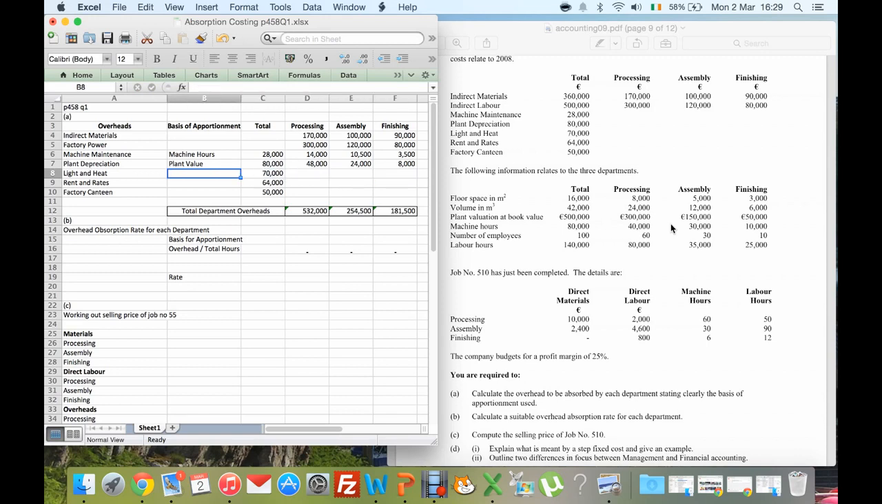Light and heat. Well, I'll do that based on the volume. That's the amount of overall space in the building. So processing department has how much space? It has 24 out of 42, so it's 24 over 42. So the volume for assembly: assembly is 12 out of 42, so 12 over 42. And then the finishing is going to be 6 over 42.